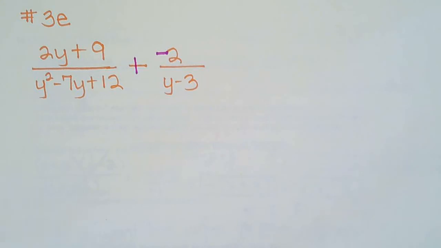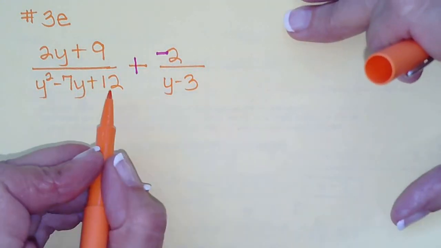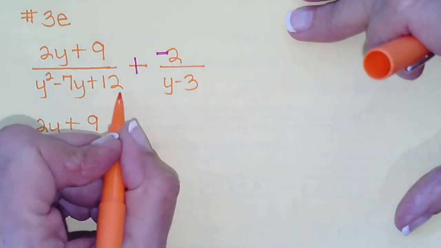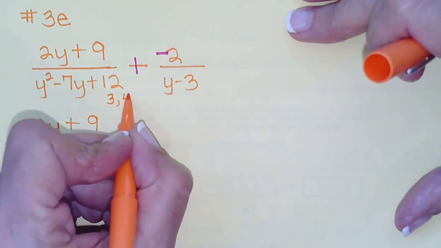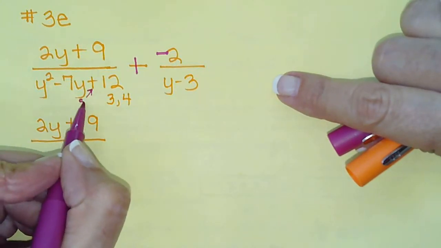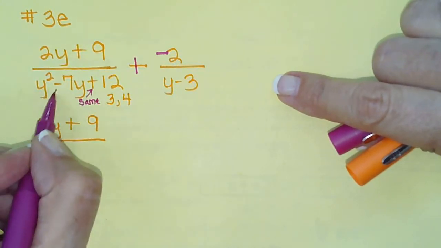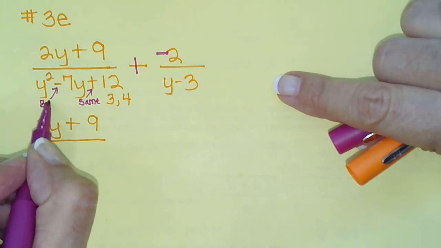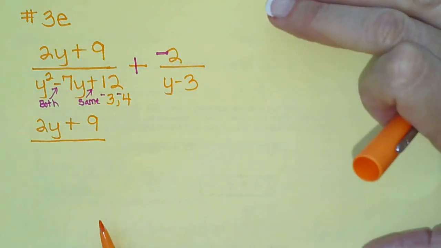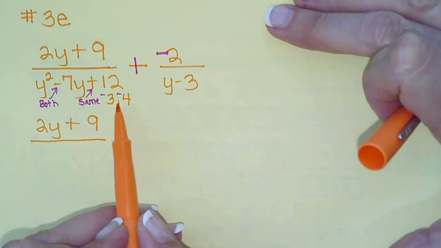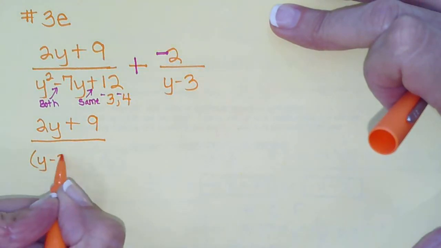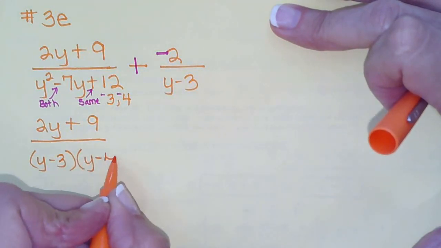Okay, so now we have a double bubble here. So this is going to be 2y plus 9. Factors of 12 that add to 7 are 3 and 4. This says the signs will be the same. And this tells us they'll both be negative. So I go over here and I make them both negative. And then I check my work so I can catch errors. Is negative 3 plus negative 4 negative 7? Yes, it is. So that's going to be y minus 3, y minus 4.